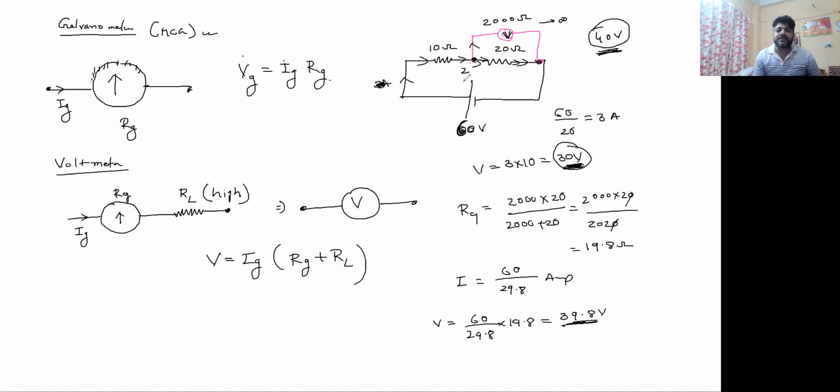So when you connect a very high resistance, maximum current flows through the circuit and very small current flows through the voltmeter, so it will measure more accurate voltage. Clear? Understand? Is it okay? Yes, sir.